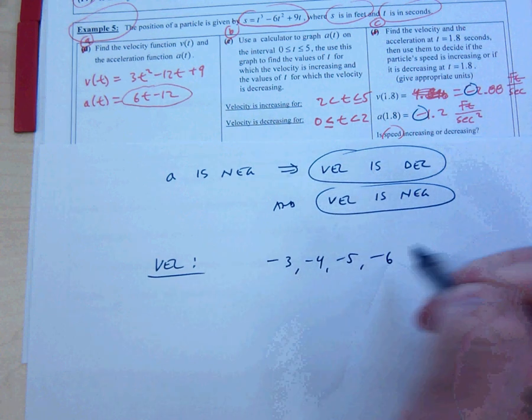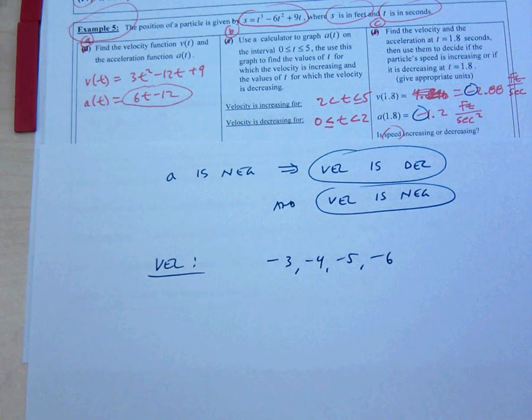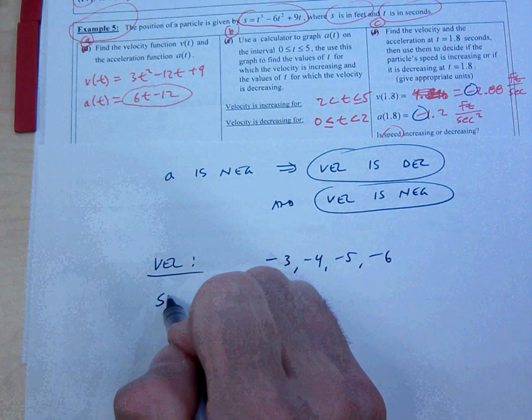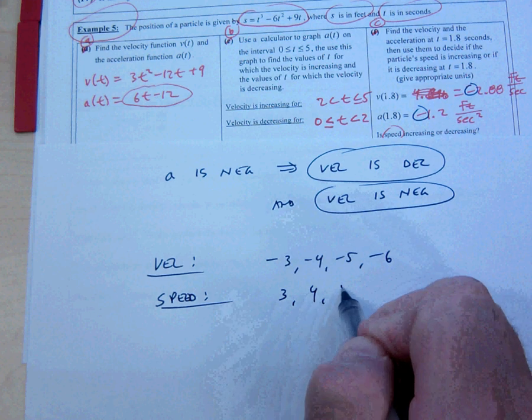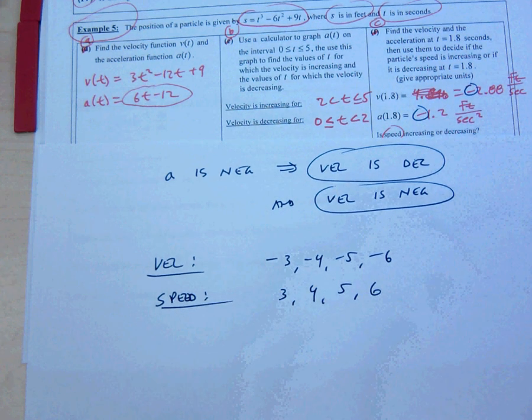Everybody agree those are negative values that are decreasing on a number line? What happens when we take the absolute value of those to look at the speeds? The speed actually what? Increases.